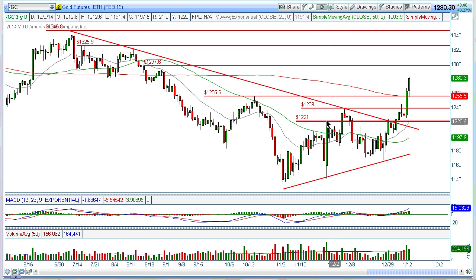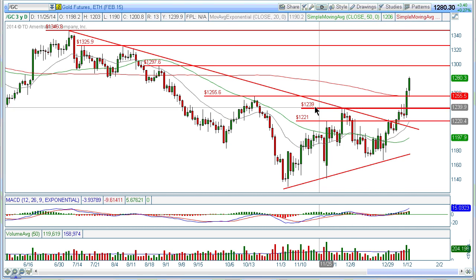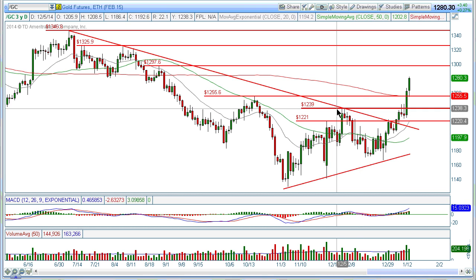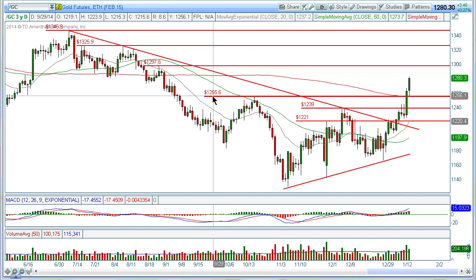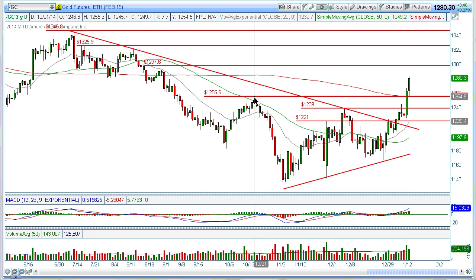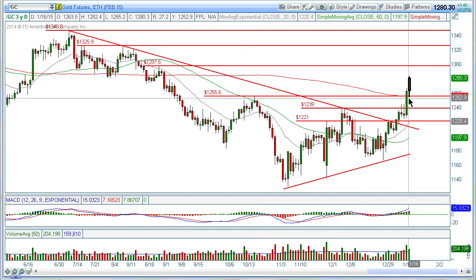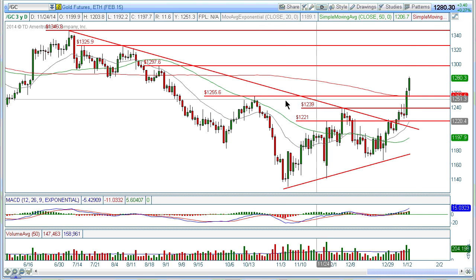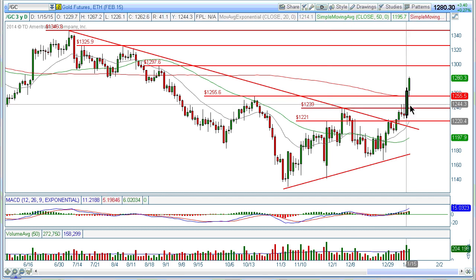First of all, we saw this 1221 as a resistance, and it broke through this because we see this trend line coming down and broke through it, and then we tagged this 1239 a couple of times, then it broke right through. And originally, we were anticipating this might be some sort of resistance here at the 1255.60. As you can see, it just went right through here. So right now, we're probably anticipating maybe some kind of pullback and maybe a retest of this 1239.